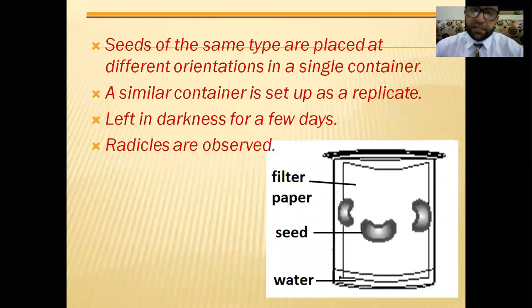So we leave it in darkness for a few days. After that, the radicles are observed. So what happened with the radicles of these seeds? What was needed for the seeds? Water was provided, and all that was provided.